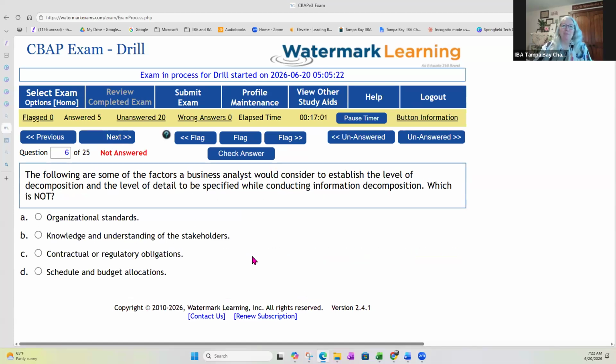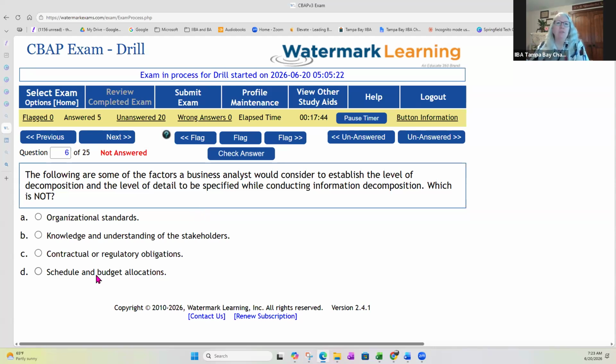The following are some of the factors a business analyst would consider to establish the level of decomposition and the level of detail to be specified while conducting information decomposition. Which one is not? Remember, information decomposition is whenever you take something and you break it down into its component parts. The idea in this question is how granular or detailed you make it. Is it enough to say I enter the customer's information into the form, or do you need to say I enter the customer's mailing address into the form, I enter the customer's phone number into the form? That's how granular the decomposition can get.